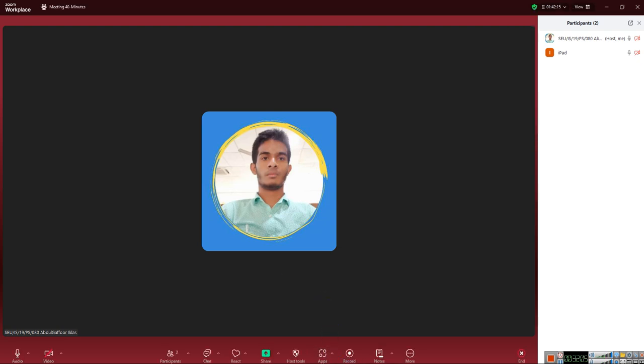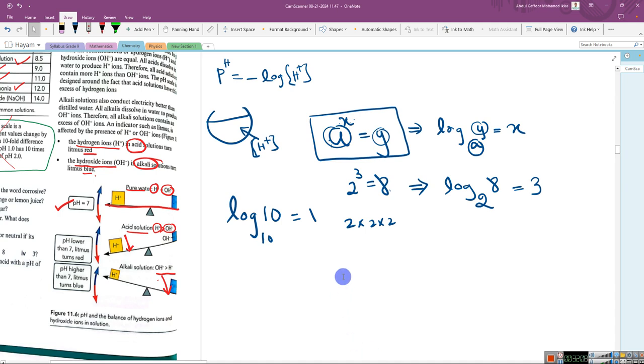Now let me explain this to you. So this is equal to 3. What I wanted to explain is this. Now how can you write this?